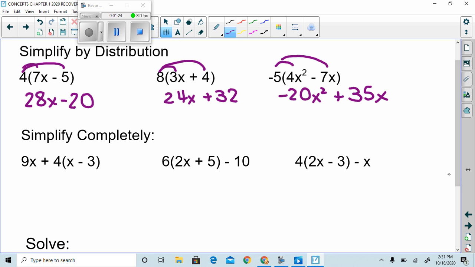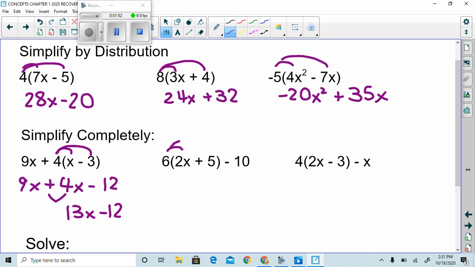In the next group, I'm going to simplify completely, which probably requires us to do some combining like terms as well. I've got a 9x. Now I'm going to multiply that 4 once, 4 times x. And now I see I do have like terms, same variable raised to the same power. We can add those coefficients, and there's our answer.